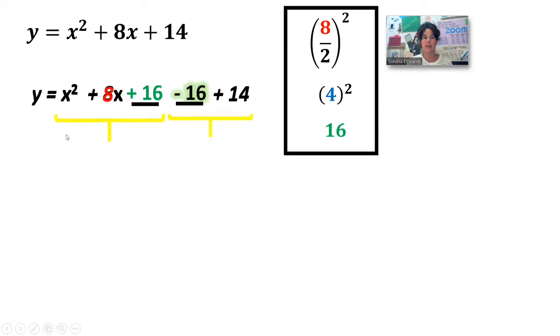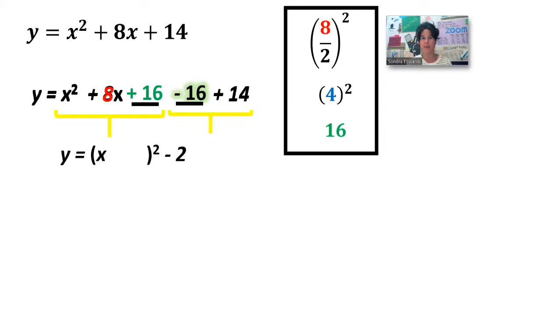What we've written in the front is now a perfect square. And the number that goes here is 8 divided by 2, which is 4. Not a coincidence that it was the number before you squared it. So we're going to put in our 4, and negative 16 plus 14 is negative 2.